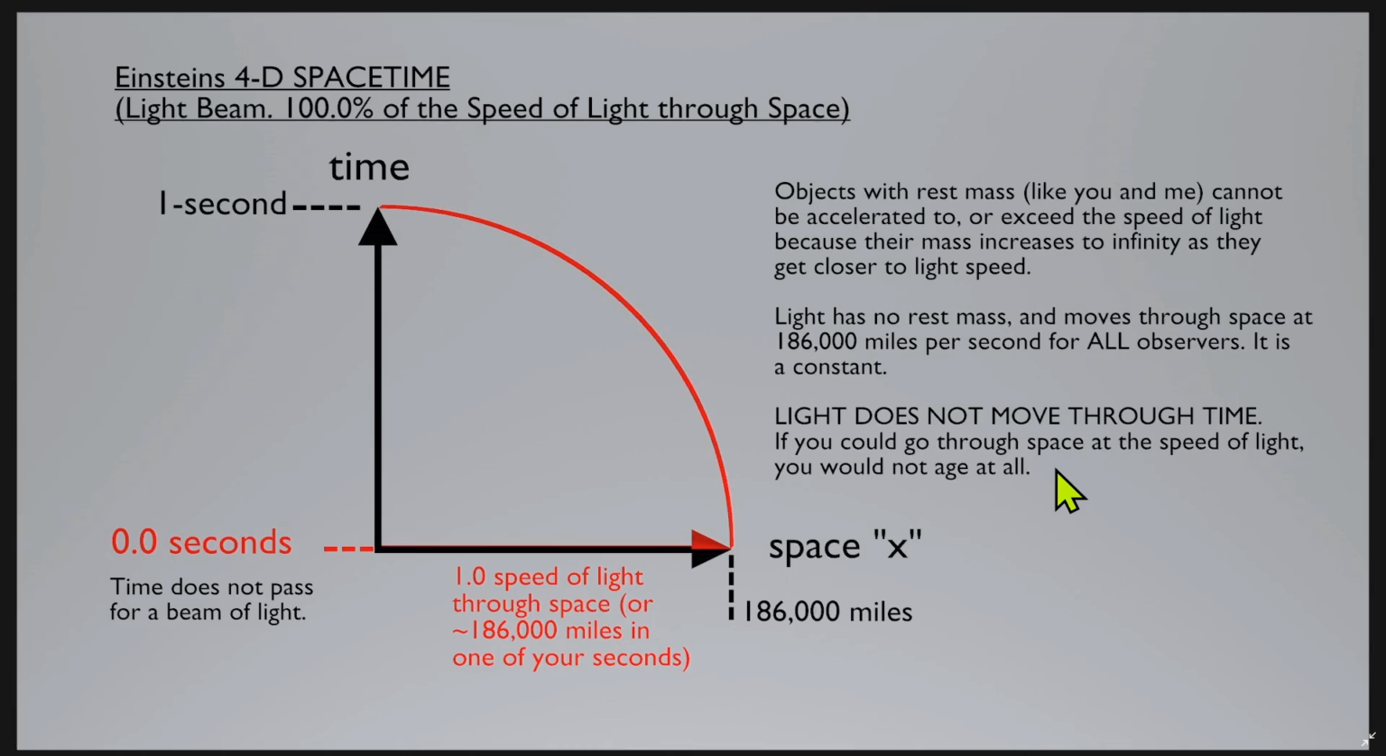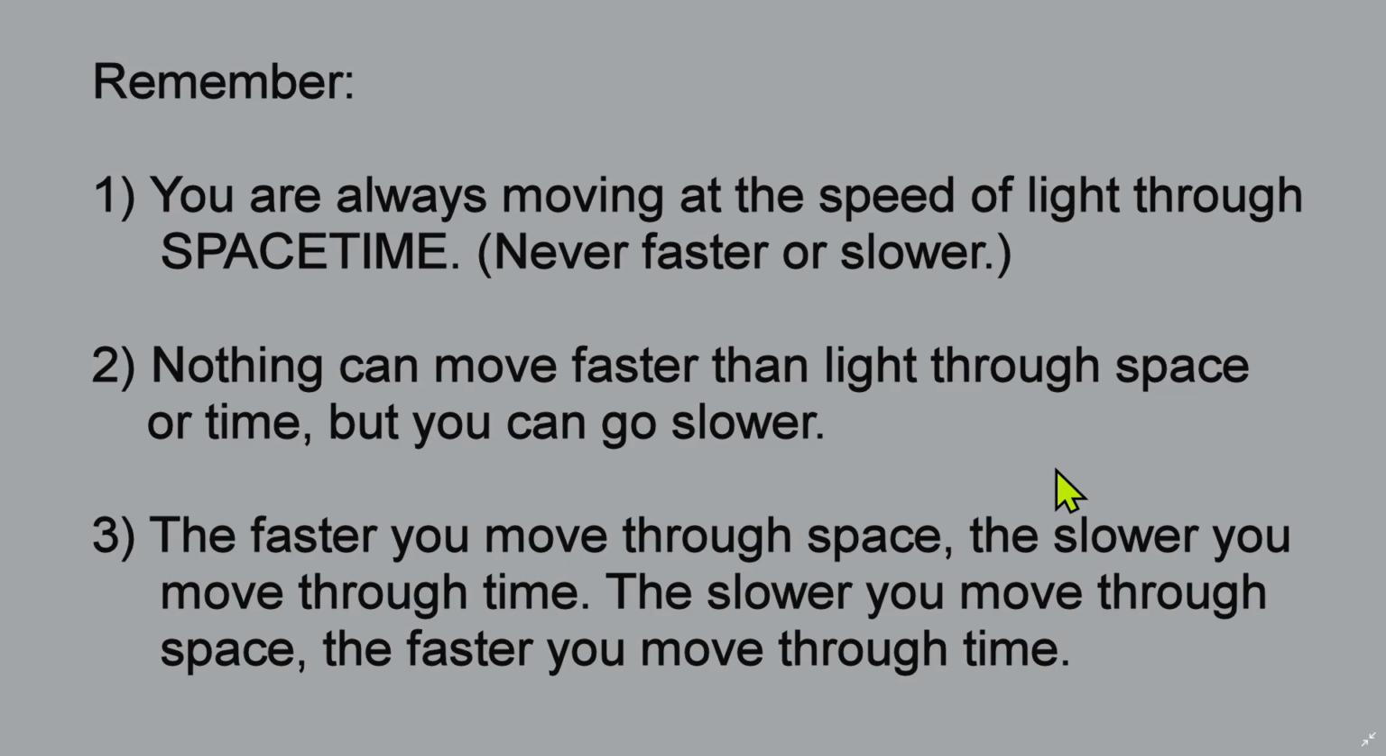So let's take a look at a couple takeaways here real quick, because this is what time dilation is about. This is how clocks can go at different rates depending on the state of motion you're in. So let's take a quick review. You're always moving at the speed of light through space-time. Never faster or slower. In space-time, when you consider all four dimensions, you're always moving at the speed of light through them. Nothing can go faster than light through space or time. That's number 2 here. Nothing can move faster than light through space or time. You can go slower through space or time, but you can never go faster than light through space or time.